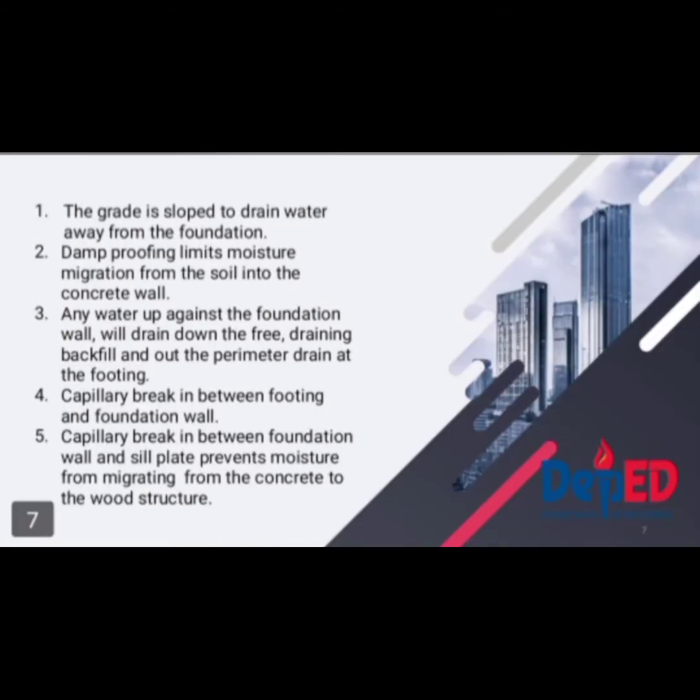The grade is sloped to drain water away from the foundation. Damp-proofing limits moisture migration from the soil into the concrete wall. Any water up against the foundation wall will drain down the free-draining backfill and out the perimeter drain at the footing. Capillary break and foundation wall: a capillary break in between the foundation wall and sill plate prevents moisture from migrating from the concrete to the wood structure.